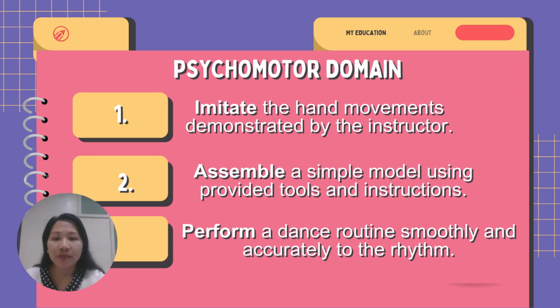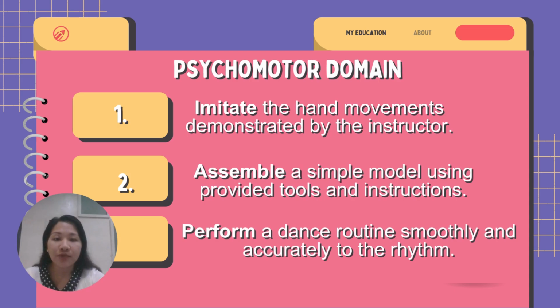And number three, perform a dance routine smoothly and accurately to the rhythm. The verb used is perform. This is classified under the psychomotor domain at the precision level. The verb perform, combined with the adverbs smoothly and accurately, indicates that the student can execute the skill independently and with a high degree of proficiency and control. The action is refined and generally free from errors.